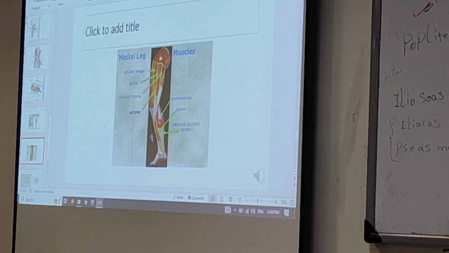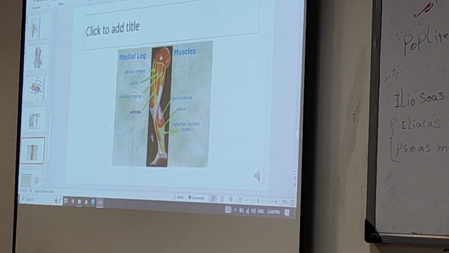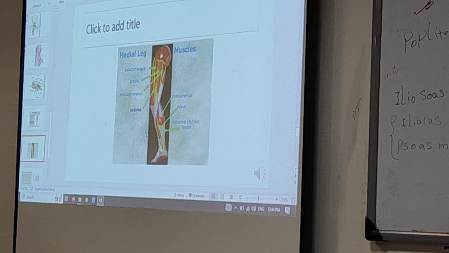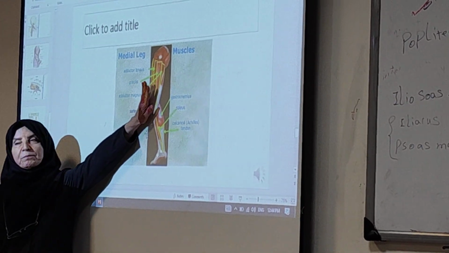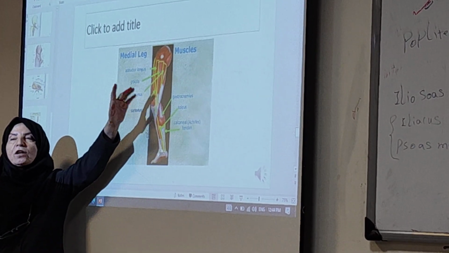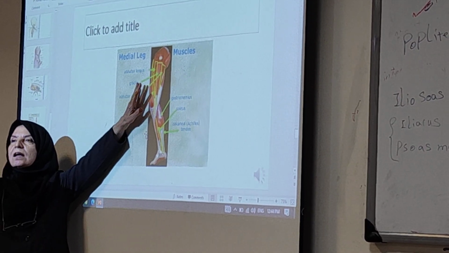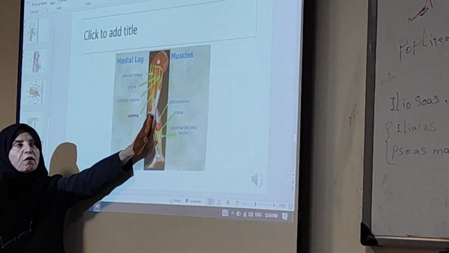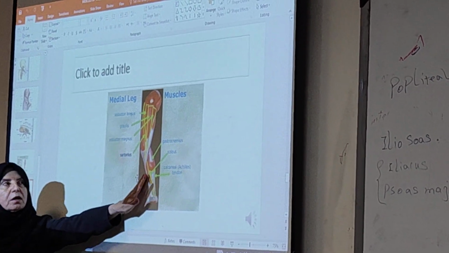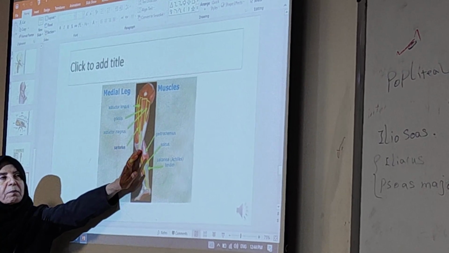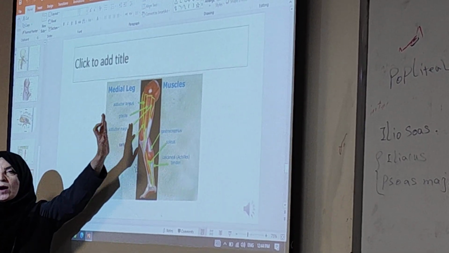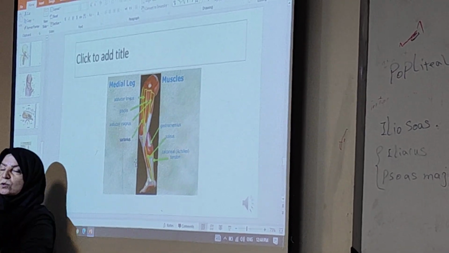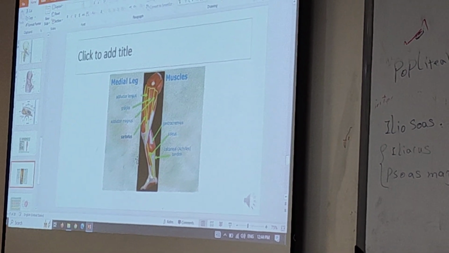Medial compartment. Which of the muscle? Gracilis. I told you 3 muscles. The tendon inferior are going to attach to upper portion of medial surface of tibia. In the medial compartment, remember gracilis. In anterior compartment, remember sartorius. In posterior compartment, I told you the name, semitendinosus.